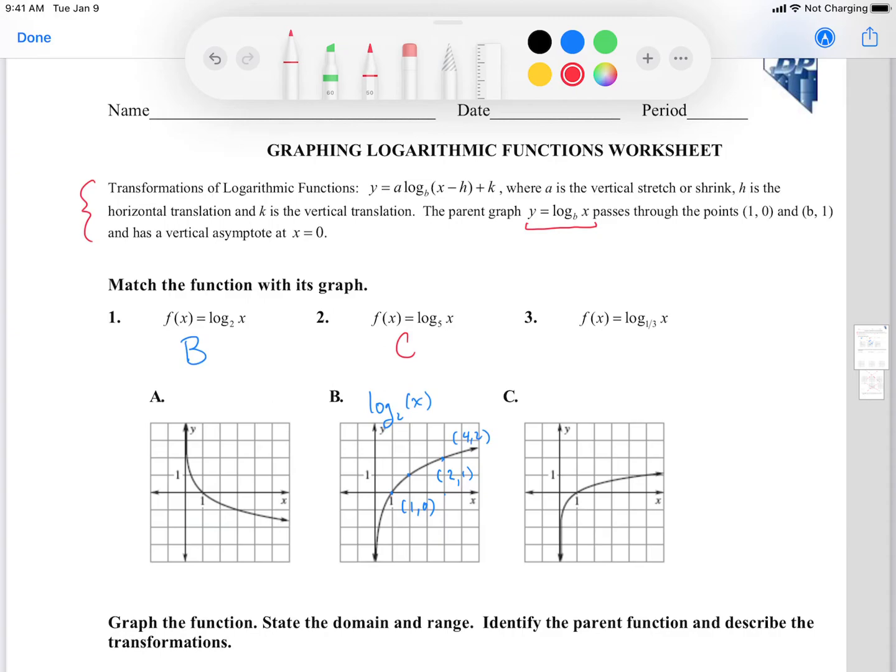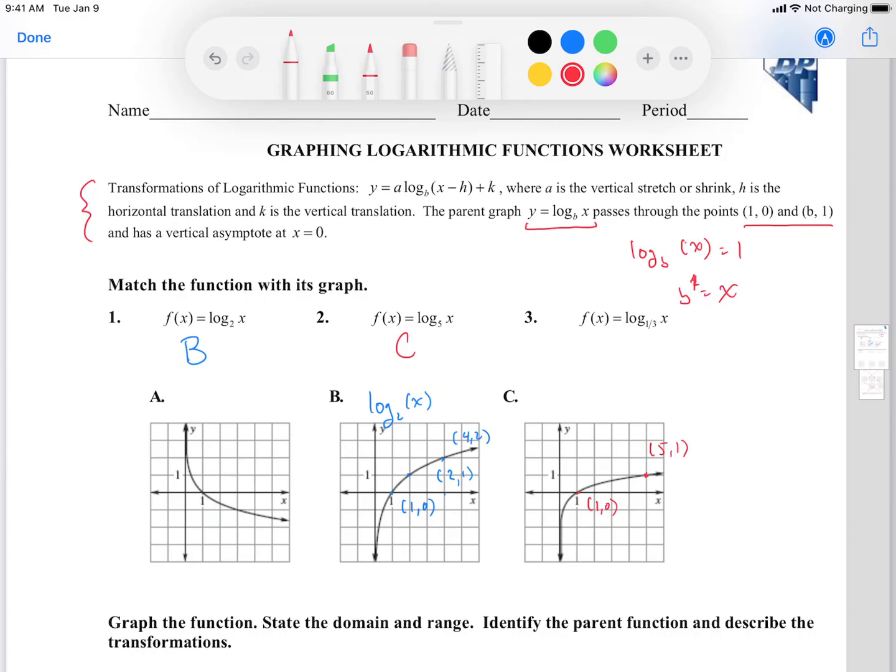And again, looking at why. This point is still 1, 0. But if I look at the next point that I can, which is right here, this is 5, 1. And remember, this graph passes through the points 1, 0, and b, 1. That's because if I think about log base b of x is equal to 1, this is the same thing as b to the 1 power is equal to x.